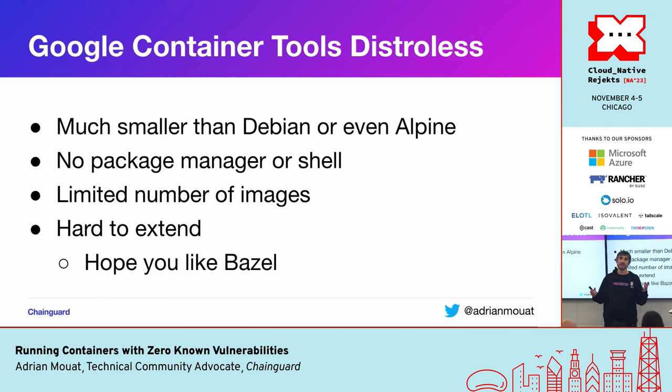But there's a limited number of images. There's a base image for working with static binaries. There's also a Java version, and I think there's a Python version. But there's not much more than that. The other thing is it's quite hard to extend. Because what you would like to do is say, okay, this is based on Debian, I just want to stick another dev file in there that my application needs. But that's actually quite tricky, and you'll find yourself playing with Bazel. And yeah, that's not my idea of fun, although other people do like it.